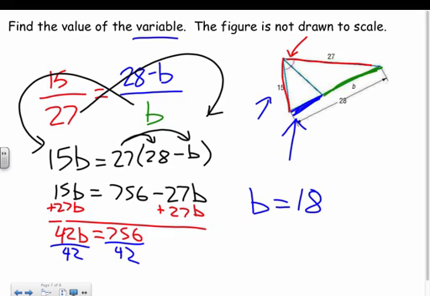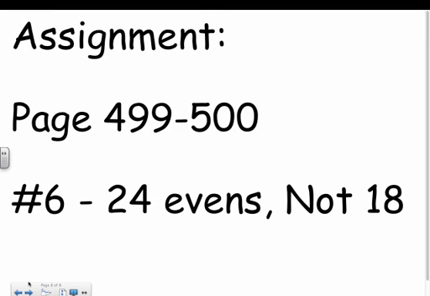And is that what it's asking for? Find the value of the variable. There we go. Done. Okay. So sometimes it's straightforward like the last problem. Sometimes you just got to think just a little bit to see how you can set up your proportion. There you go. Don't forget, you do not need to do number 18. And basically just setting up a lot of proportions today.